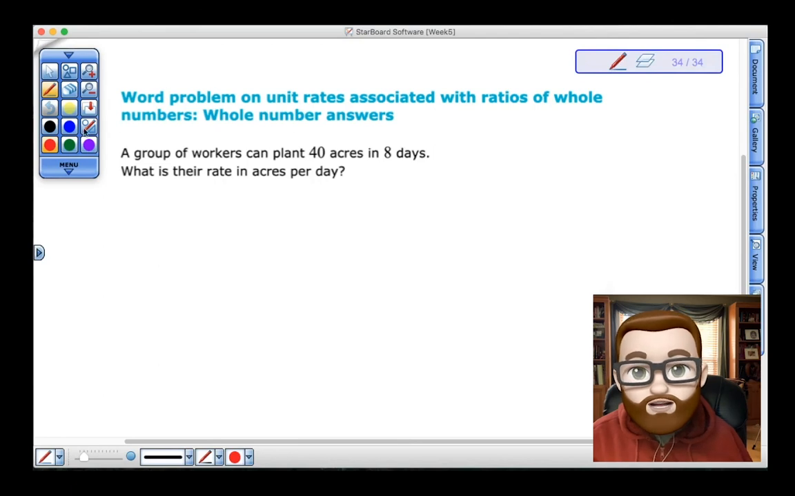Okay, you should have worked out your answer here. A group of workers can plant 40 acres in 8 days. What is the rate of acres per day? That's 40 over 8, 40 divided by 8. We can also write that as 8 going into 40. And your answer here should be 5.